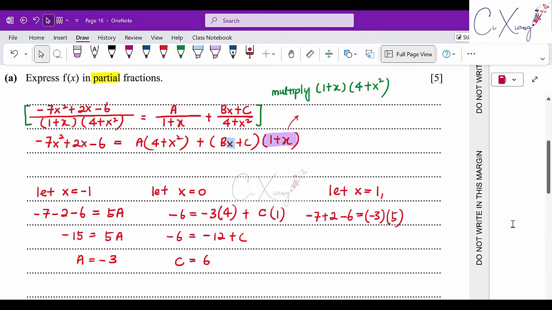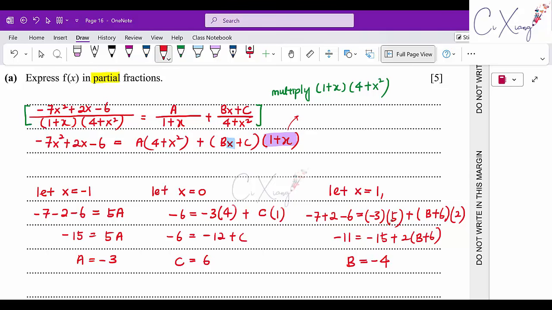Right. So now I let x equal 1. Left-hand side I have -7 plus 2 minus 6. Then a is -3. 4 plus 1 squared is 5. Then I'm having b plus c, which is 6. Then 1 plus 1 is 2. From here, I want to simplify the equation and try to get the b. I'm having -11 equals -15, then plus 2 times b plus 6. Alright, so continue to solve it. By right, you will be getting b equals -4. Alright, so you already successfully got the values for a, b, and c.